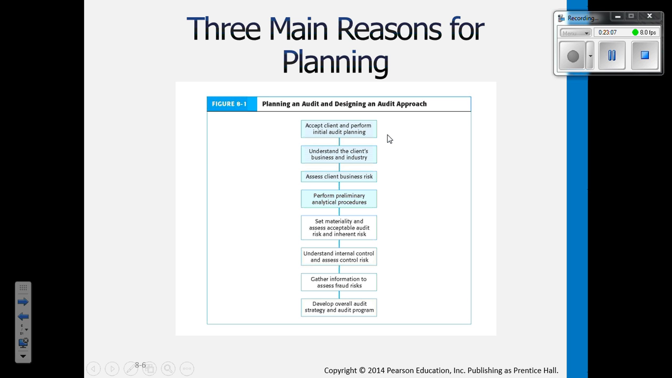What's audit risk? The risk of audit failure. What's audit failure?